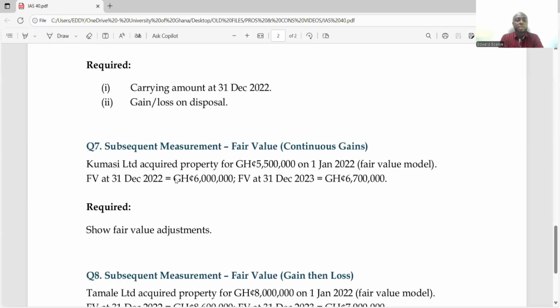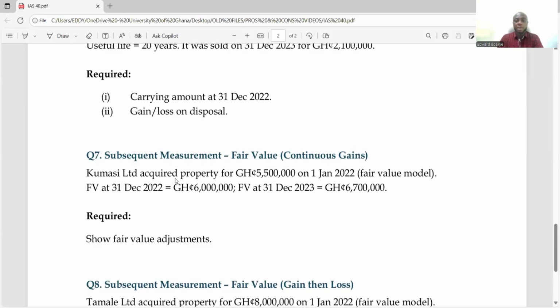All right. So let's deal with the last question, then we can end our session for the day. So that is subsequent measurement, fair value, where there is a continuous gain, you have been getting a gain. Remember, we made mention that regardless of the change, all the gains or losses will go to your P&L, right?